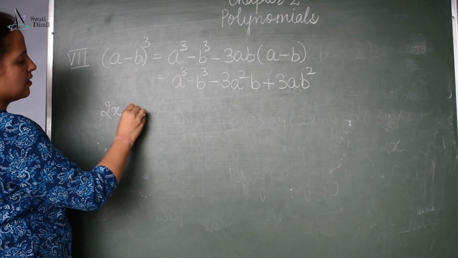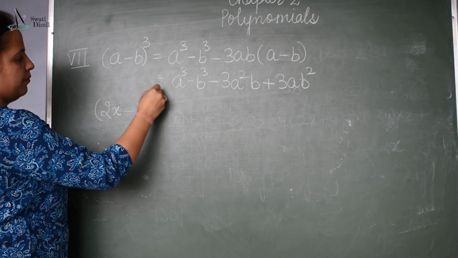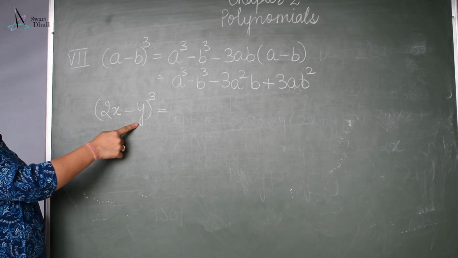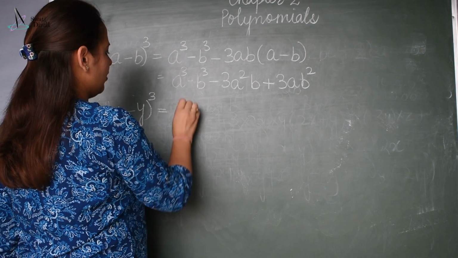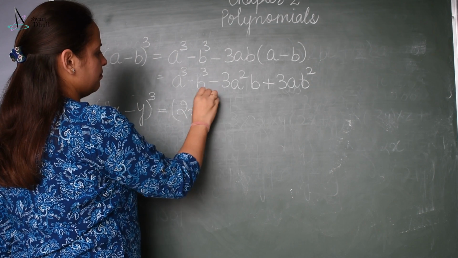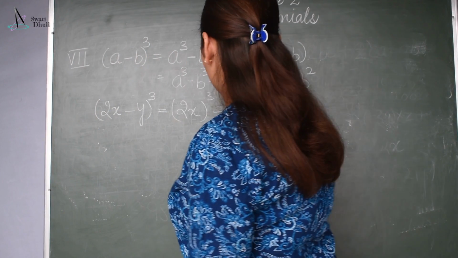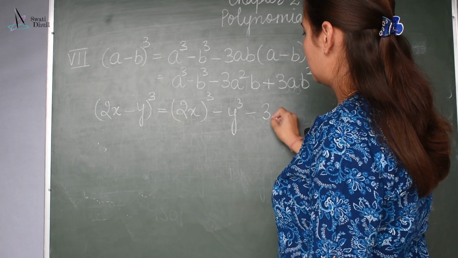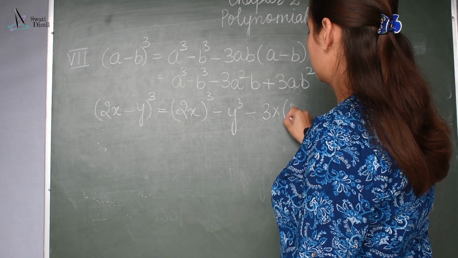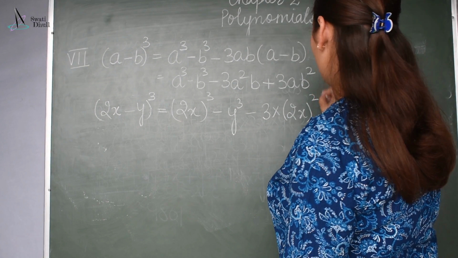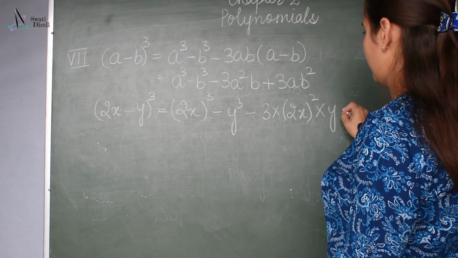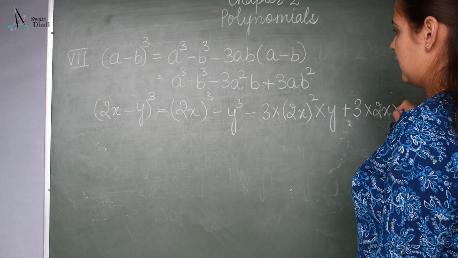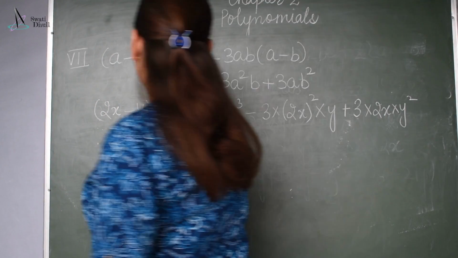Let's take 2x minus y whole cube. So in place of a we have 2x, in place of b we have y. So it will be your 2x cube minus y cube minus, I can just simplify over here. So 3 into a square is 2x whole square, into b is y, plus 3a into y square. Now let's simplify.